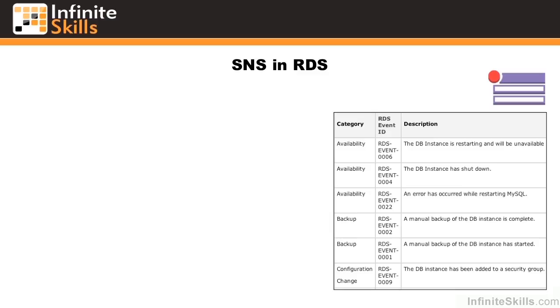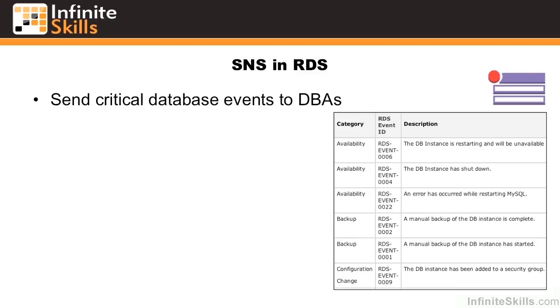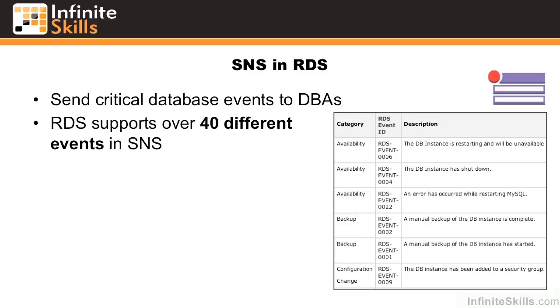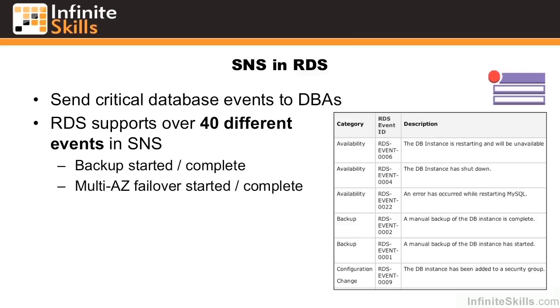SNS has very deep integration in RDS to let you send critical database events to DBAs. RDS supports over 40 different events in SNS currently. Events such as backup started and complete, multi-AZ failover started and complete, reaching storage limit, maintenance events, and more.